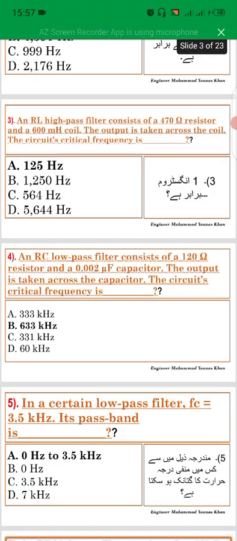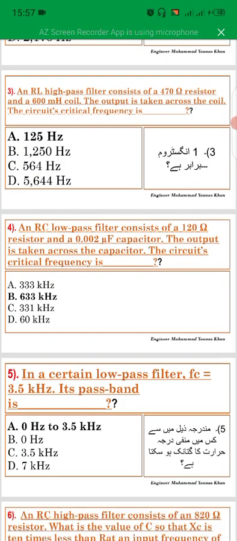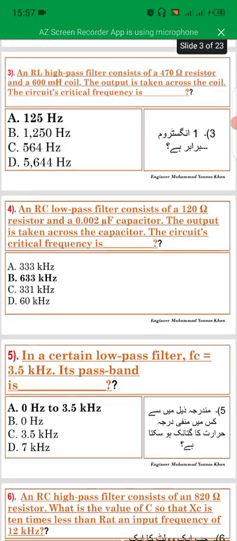4096 Hz. An RL high pass filter consists of a 470 ohm resistor and a 600 mH coil. The output is taken across the coil.